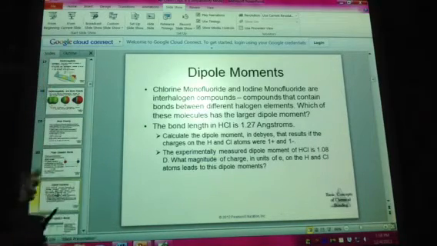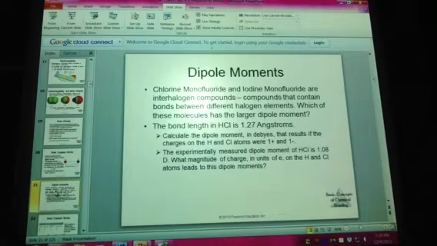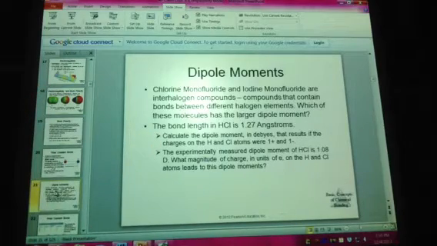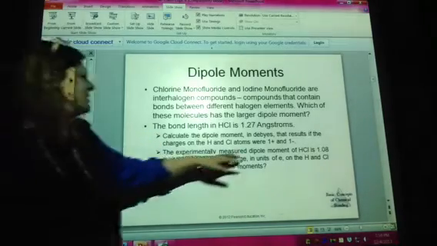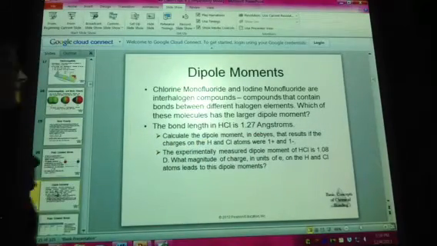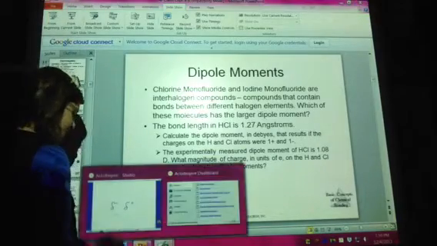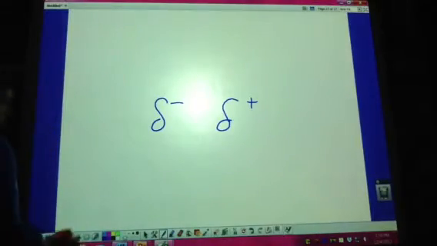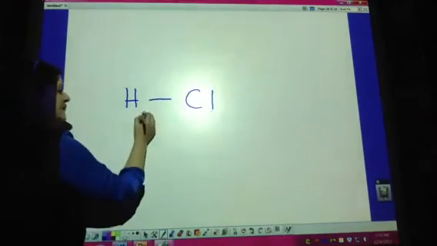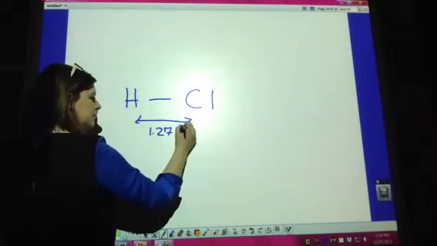So for example, I gave you the bond length in HCl, hydrochloric acid, is 1.27 angstroms. In part A, I want to calculate the dipole moment in debyes that results if the charges on the H and Cl atoms are +1 and -1 respectively. So we have H, we have Cl. The distance separating them is 1.27 angstroms.